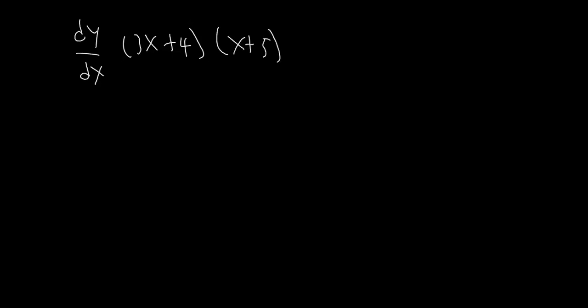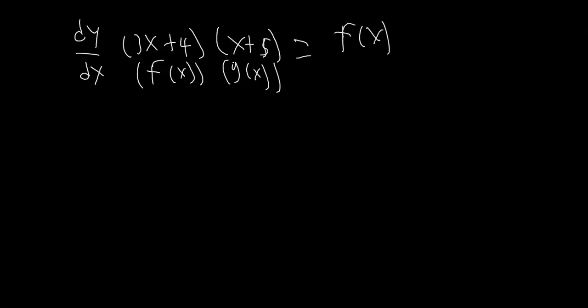Whenever you have two quantities multiplied by each other, in this case 3x plus 4 times x plus 5, you can use the product rule. Let's substitute each term with f of x and g of x. So 3x plus 4 is f of x and x plus 5 is g of x. The product rule states that f of x times g prime of x, the derivative of g of x, plus g of x times the derivative of f of x, or just f prime, will give us the answer.